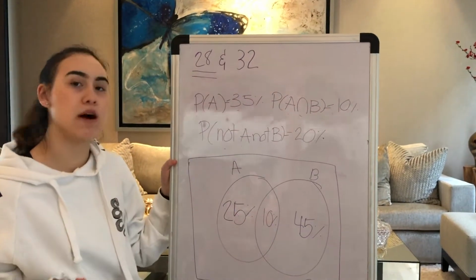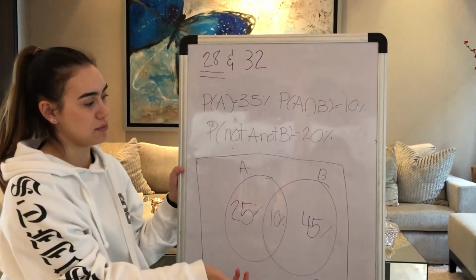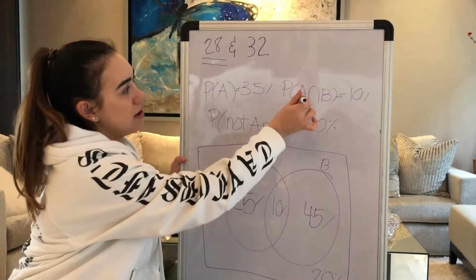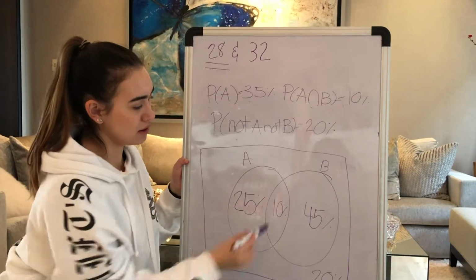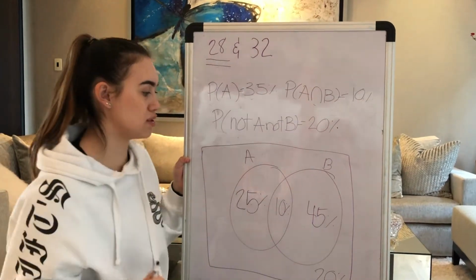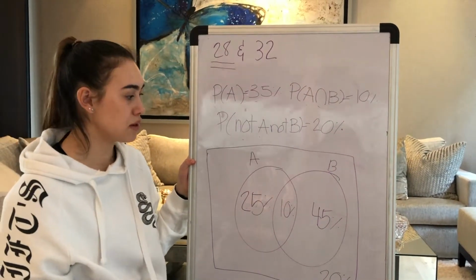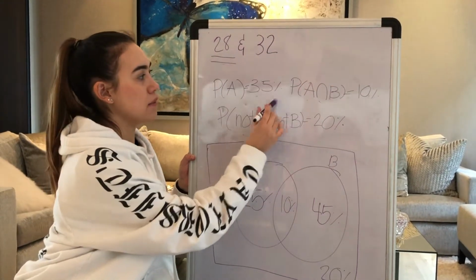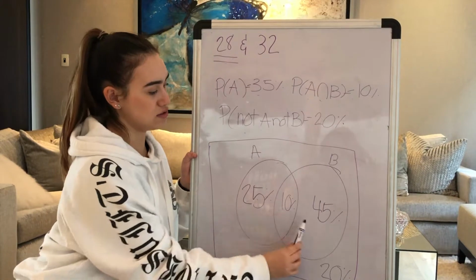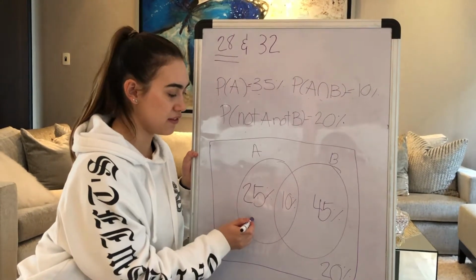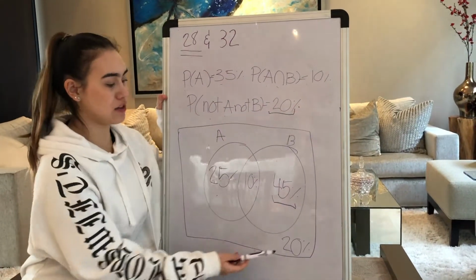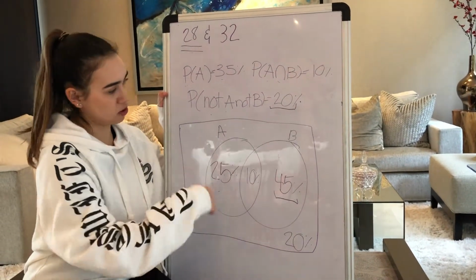To help us solve the problem, we decided to do a Venn diagram. So we added the A and B probability in the middle because this represents the intersection. Then we subtracted 35 minus 10, that is the intersection, so that will be 25. And the 20% that we have here, we put it outside the circles and then we boxed it.